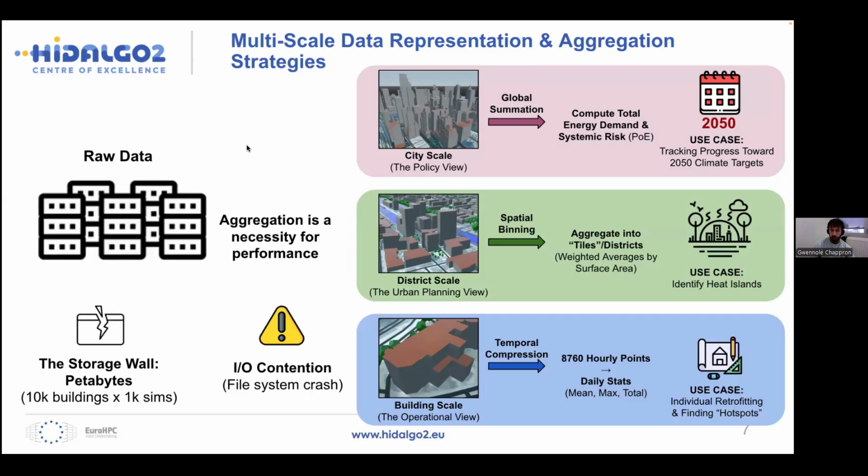So the second mode of aggregation will be temporal compression and spatial compression, either at the district scale or the city scale. We do this for two different use cases. If we aggregate at the district scale, it would be quite useful to discretize the city into districts and to quickly identify which districts are potential heat islands, especially heat islands coming from anthropogenic causes.